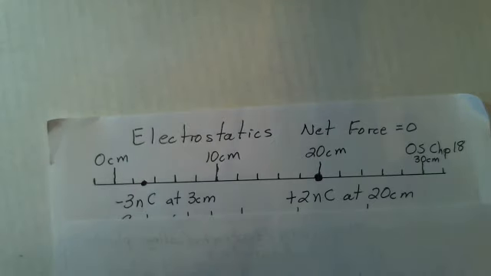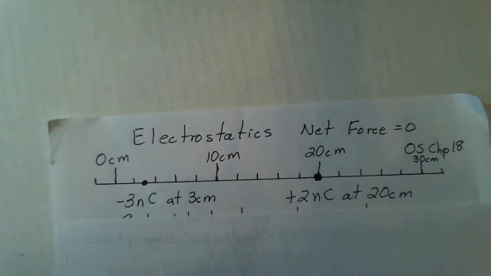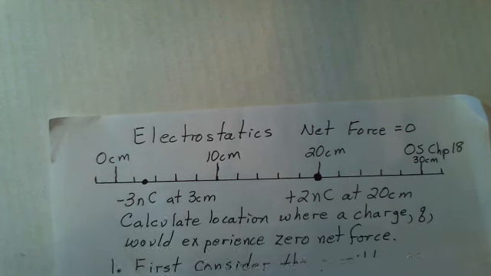Well, Professor Clements here with you doing an example in electrostatics, chapter 18, if you're using the OpenStax College Physics textbook. We consider two charges on the x-axis: minus 3 nanocoulombs at 3 centimeters, and 2 nanocoulombs at 20 centimeters. Where could we put a third charge such that this third charge would have zero net force on it? So we'll be doing a calculation here.